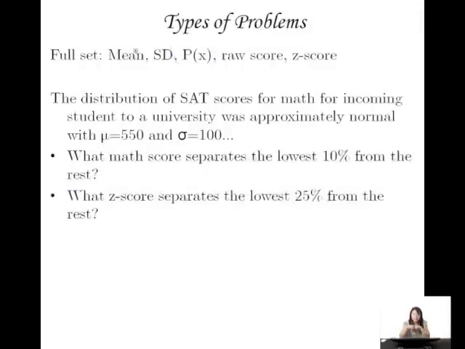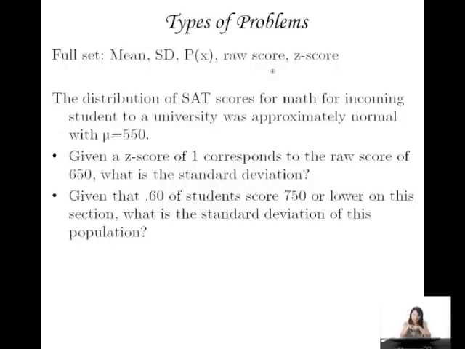Here's another set of problems. Same prompt, but what's missing here? Here it says what math score separates the lowest 10% from the rest, or what z-score separates the lowest 25% from the rest. Here you have the probabilities and you have the mean and standard deviation, but one of these two things might be missing. So I think of these as the score missing problems. So we have probability missing problems and we have score missing problems.